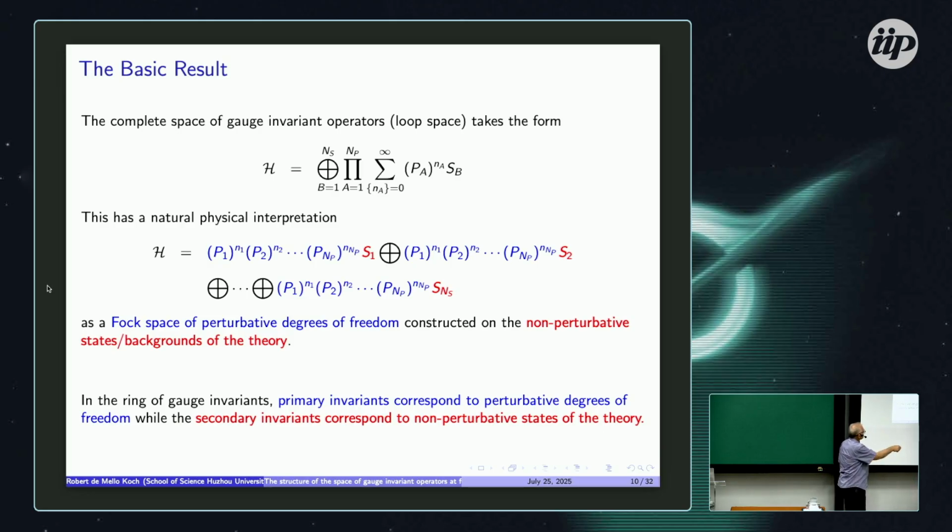And what do the secondary invariants look like? These look like non-trivial states or backgrounds of the theory. So for example, just think about normal field theory when you find a soliton solution. When you've got your soliton, you can populate that with perturbative excitations. So each of these different secondary invariants looks like a different state of the theory. And the blue guys, the primary invariants, they look like the perturbative degrees of freedom of the system. So I'm going to try to argue that these are the perturbative degrees of freedom of the dual gravity, the holographic dual, and that the secondary invariants tell us about the states or backgrounds of the theory. We don't have a proof for that, but I'll show you some evidence which supports that interpretation.